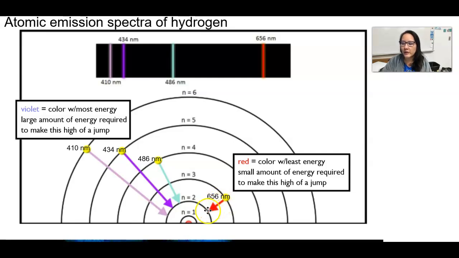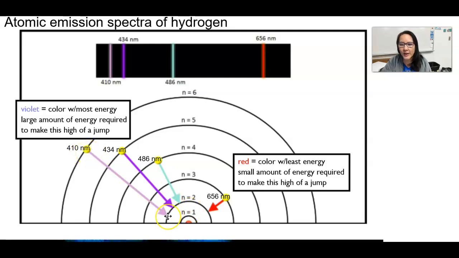So very little energy was absorbed to jump to here, and so whenever the electron fell back to the ground state, it released red colored light at this point, which is low energy. Whereas over here, violet, 410 nanometers is a shorter wavelength, which is a higher amount of energy. So this is the color with the most energy.